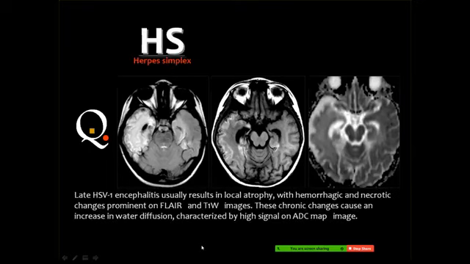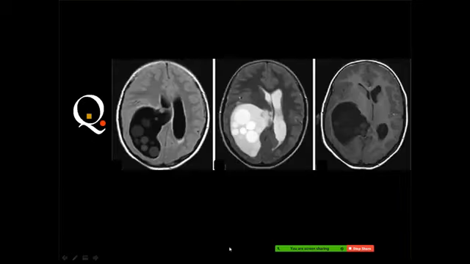Encephalitis. Yes, and this is herpes encephalitis. It is a bilateral, non-symmetrical temporal lesion affection with diffusion restriction, the classic appearance of herpes.